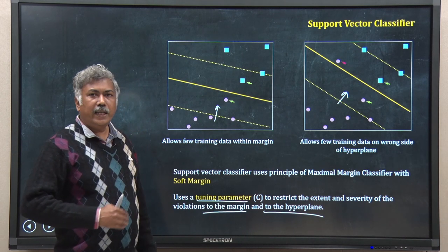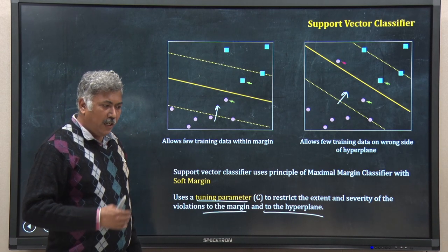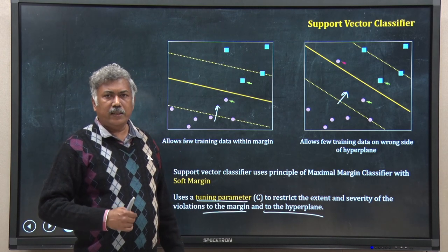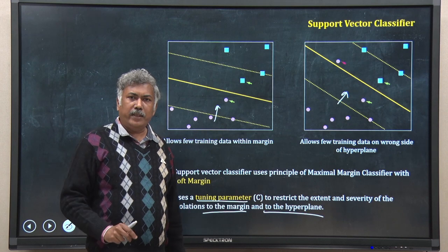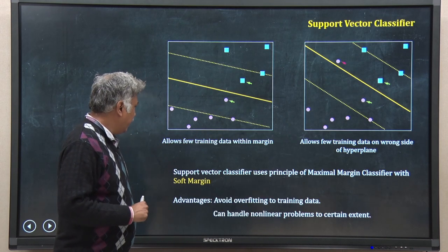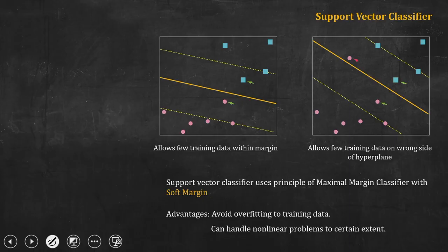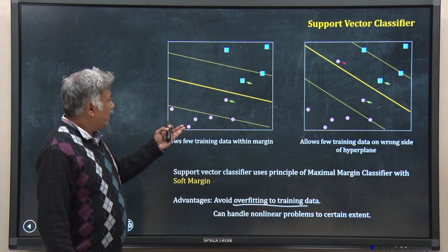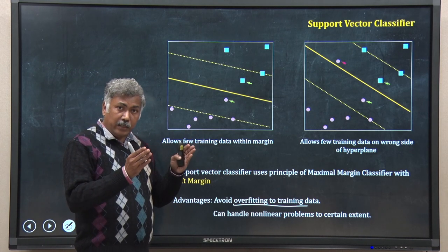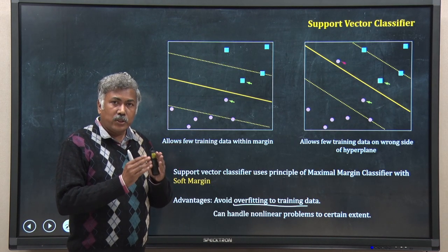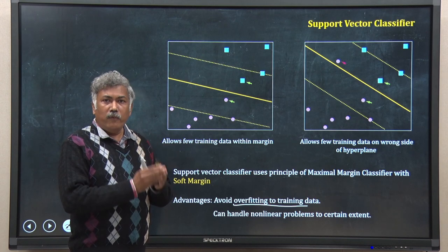Now what is the advantage of this support vector classifier, which is nothing but an extension of the maximal margin classifier with a tuning parameter that allows me to create soft margins? Let us look into that. The first advantage is that you can avoid overfitting to the training data, and that is obvious. When I was discussing the maximal margin classifier, I did not allow any violation. So there was a problem of overfitting.